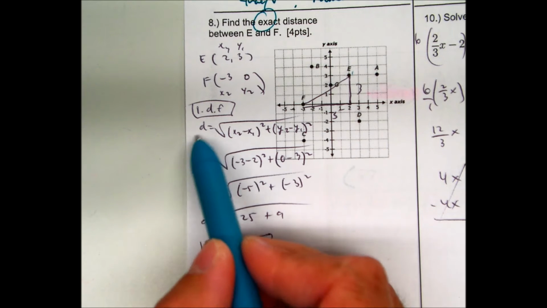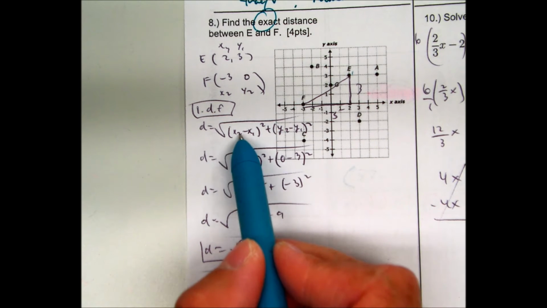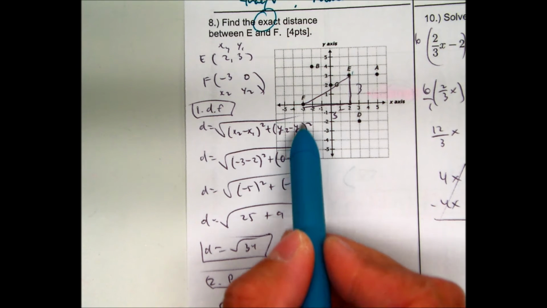You look at points E and F. That would be right 2, up 3. F is left 3, stay. Here's my formula. You got 2 points for just writing down the correct formula. D equals square root of x2 minus x1 squared plus y2 minus y1 squared.